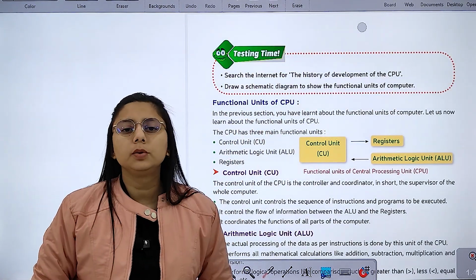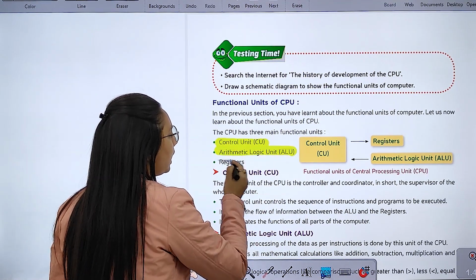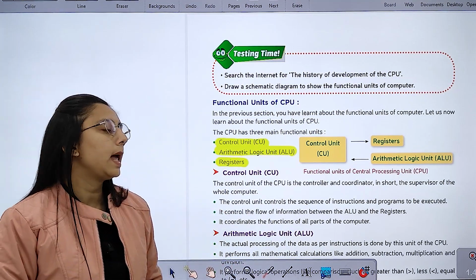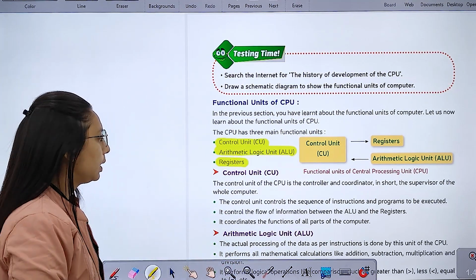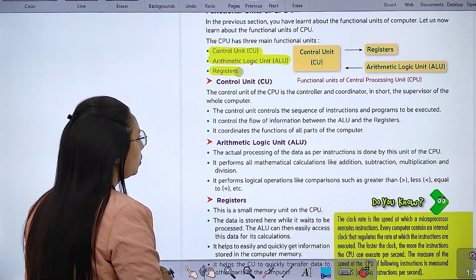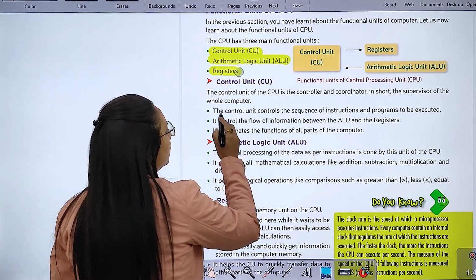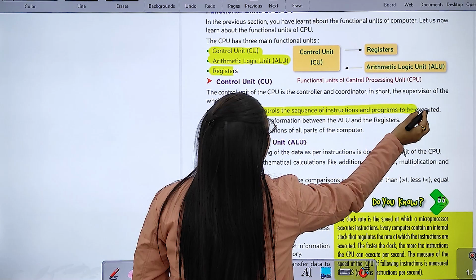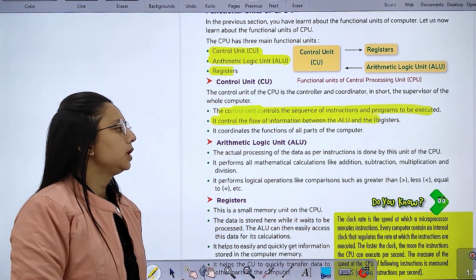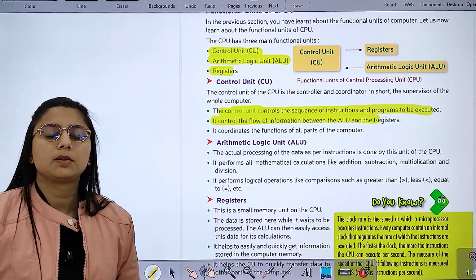Next is the functional units of CPU. We have three units: control unit, arithmetic logic unit and registers, which we call memory unit also. So let's study about the control unit. What does it do? It controls, coordinates and supervises the whole computer. The control unit controls the sequence of the instructions and programs to be executed. It controls the flow of information between ALU and registers. Then it coordinates the function of all the parts of the computer.